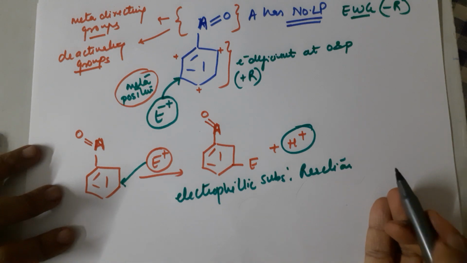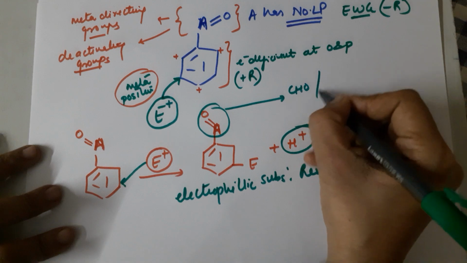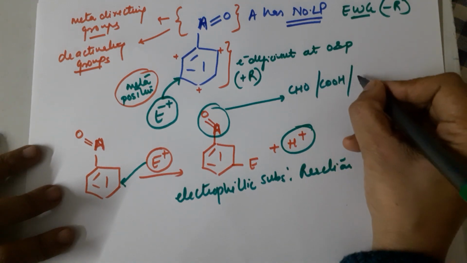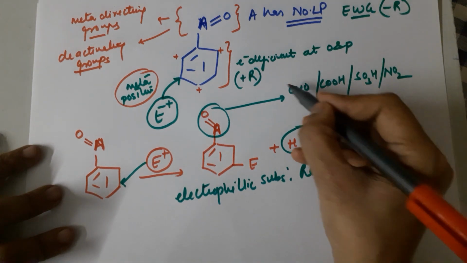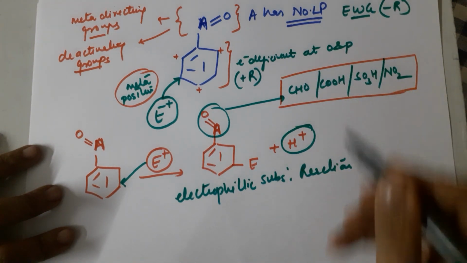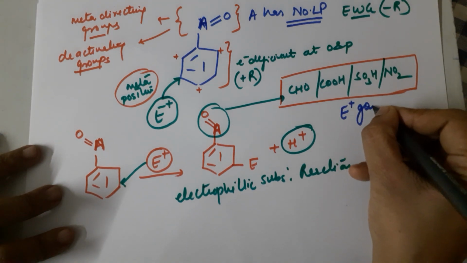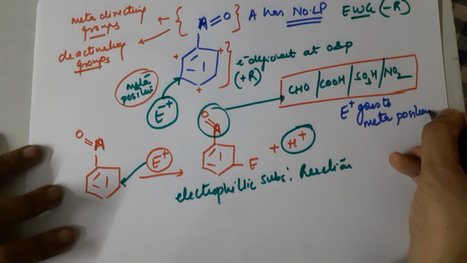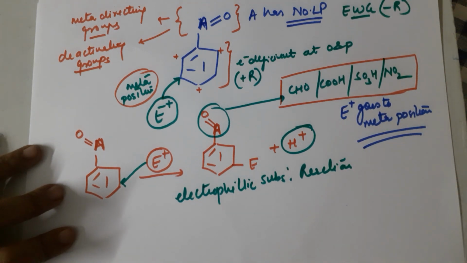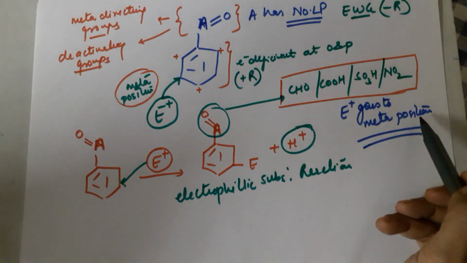So whenever you have an AO, that is, this group is an aldehyde or carboxylic or sulfonic acid or nitro group, etc. In the presence of these groups, your electrophile goes to the meta position. This should be an important understanding of the concept: these groups are called meta directing groups. Let me give you a quick summary.